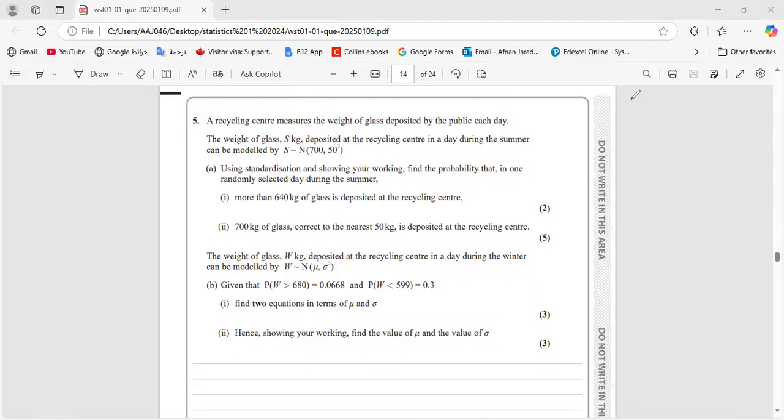Again, the probability that z is less than 1.2 equals 0.8849, which to three significant figures is 0.885. Okay. The other question is: 700 kilograms of glass, correct to the nearest 50 grams, is deposited at the recycling center.